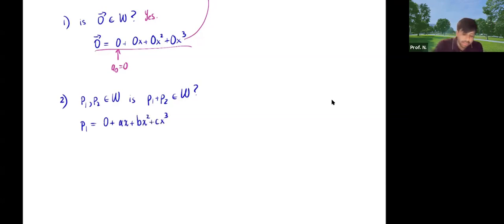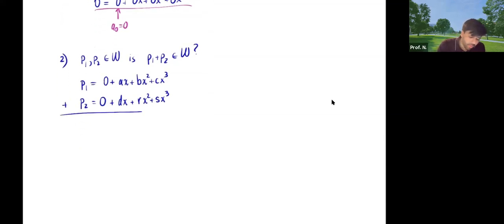Again, I'm not making A, B, and C anything specific. I'm just naming them as coefficients. And then call P2 another polynomial in W. So the constant term must also be 0. And these are some other coefficients, DX plus R x squared plus S x cubed. I'm using other letters since E is usually used for exponentials. These are all constants, coefficients.